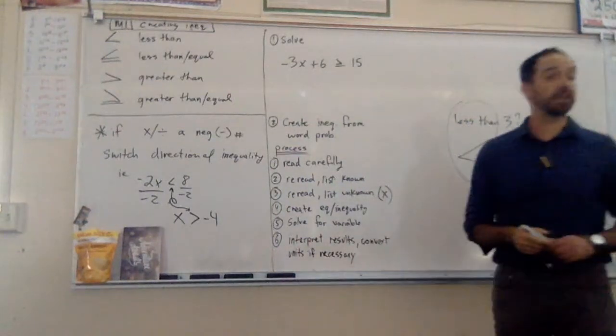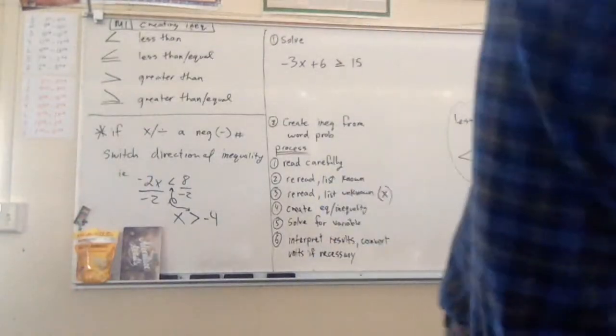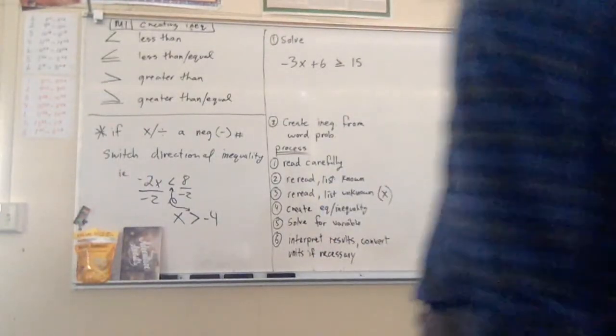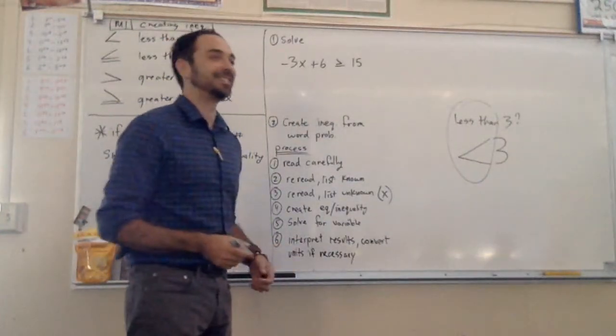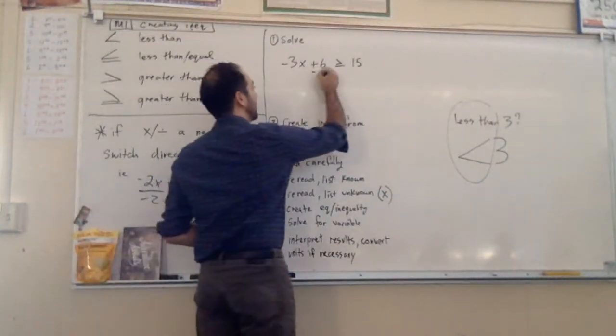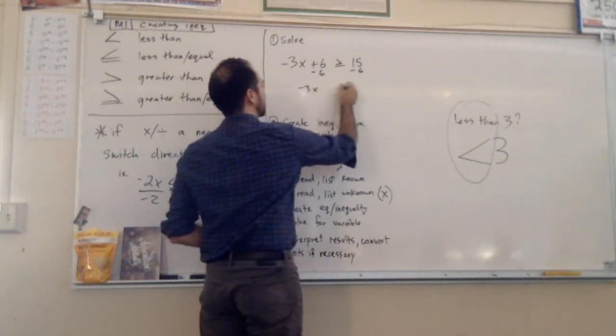Who can help me with the first step? Actually, I need to get some more names. Naomi, help me out. What's our first step? -6. You got it. -6, -6, those are gone. -3x is greater than or equal to.